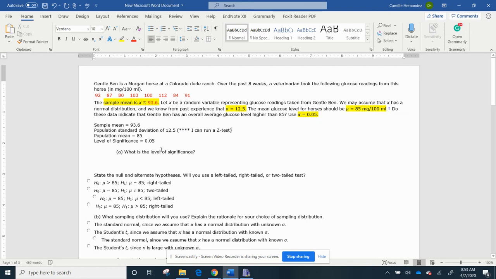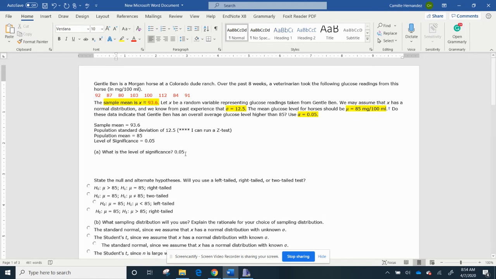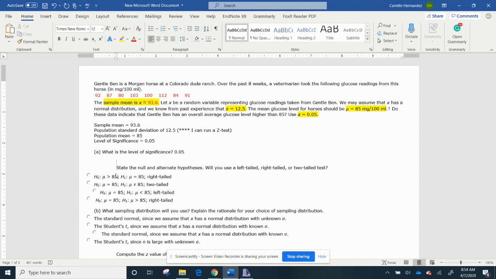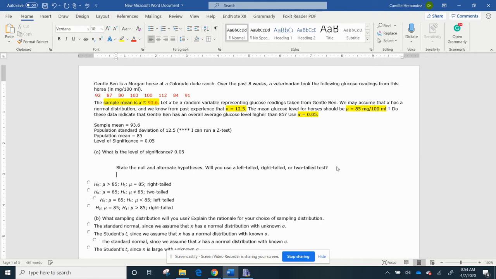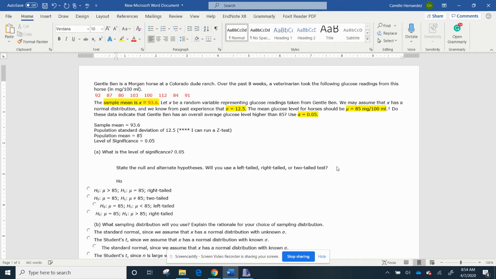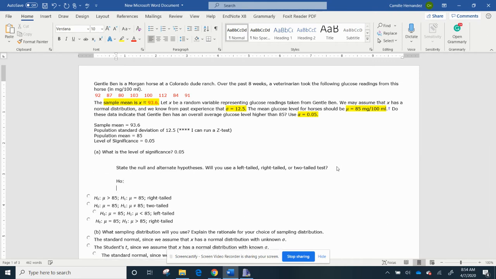All right, so let's keep going. What is the level of significance? Oh, right there. It was already in the problem. Most of these problems, I'm hoping, already have them for you so that you know exactly what it is. All right, state the null and alternative hypothesis. Will you use a left tail, right tail, or two tail? Okay, so you're going to have a null, and then they have the alternative.